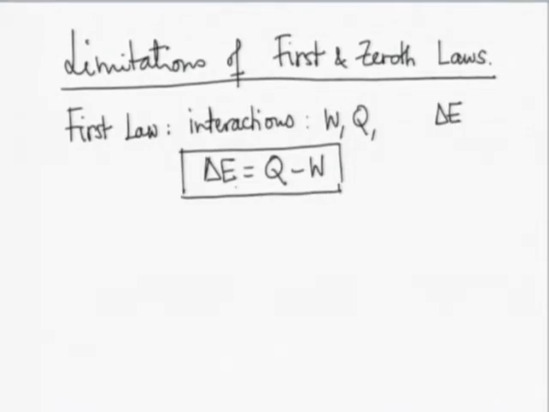Take a process in which first law is satisfied and change the signs of everything. Change the sign of Q, change the sign of W and change the sign of delta E. The first law still remains satisfied. But quite often we know that one of these two processes only is possible.